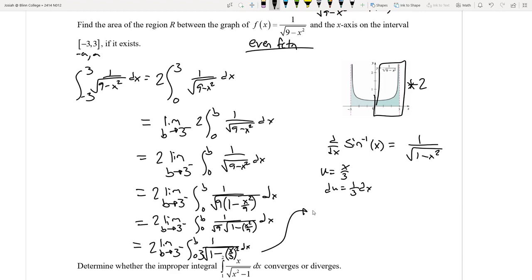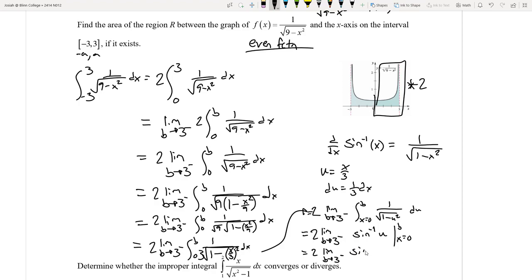All right, so we'll go ahead and make that substitution. We got 2 times the limit as b tends to 3 from the left, x equals 0 to b, and we're looking at the 1/3 dx turns into a du. Look at 1 over root 1 minus u squared. And so we'll go ahead and integrate here. We get inverse sine of u from x equals 0 to b. And so we'll back substitute x in here. So this is x over 3. Sine inverse of x over 3, evaluate from 0 to b.